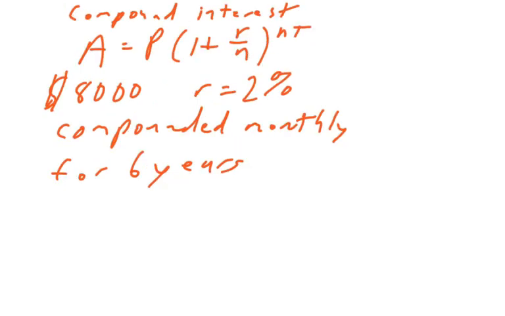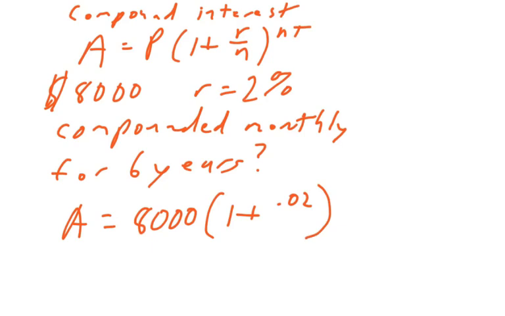Alright, last problem for this group. Let's say we have $8,000 and we're compounding monthly at 2%. How much are we going to have in 6 years? So the P is the starting amount, which is $8,000. The 2% is the rate. We put it as 0.02 because we divide it by 100. Monthly means 12 times a year. And then for 6 years is T.